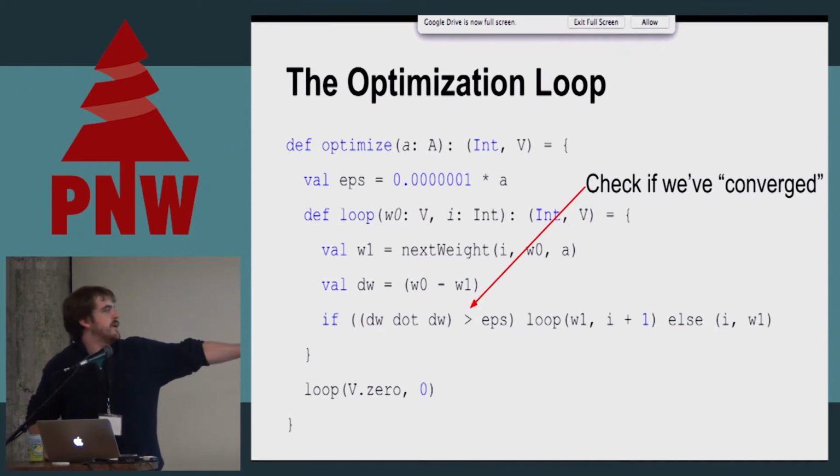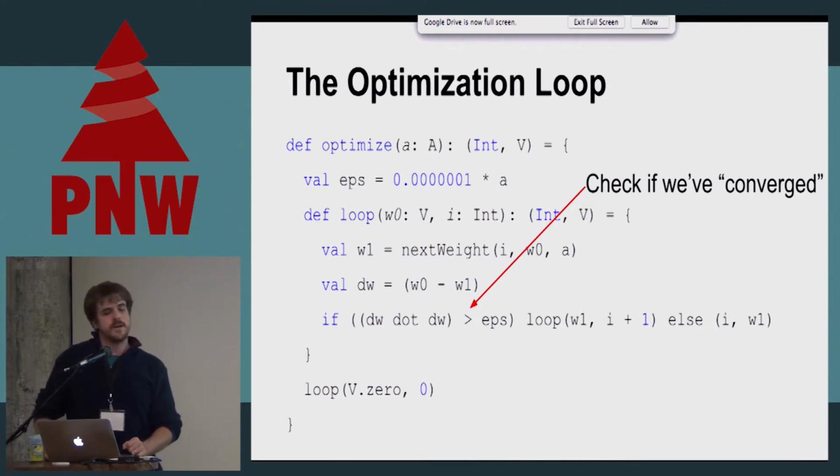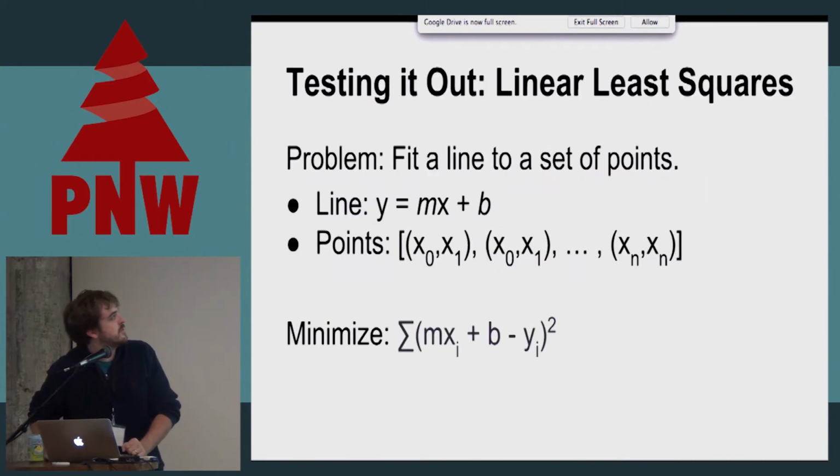Yeah, and you can see at the bottom here, when we actually do the first call, we just pass in the 0 vector. So we're always just starting from 0. We may not want to do that, but we're going to do it for this example.